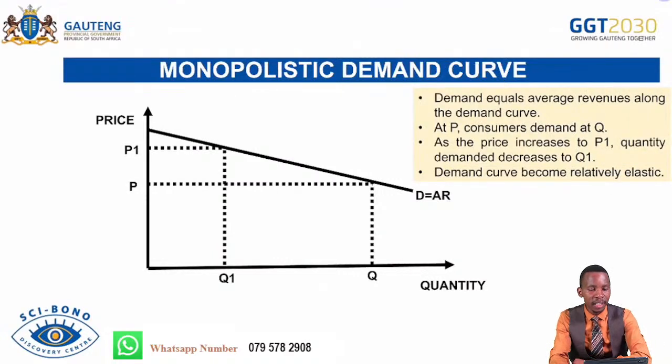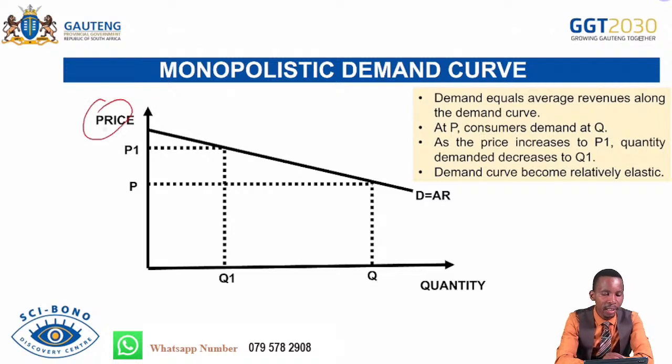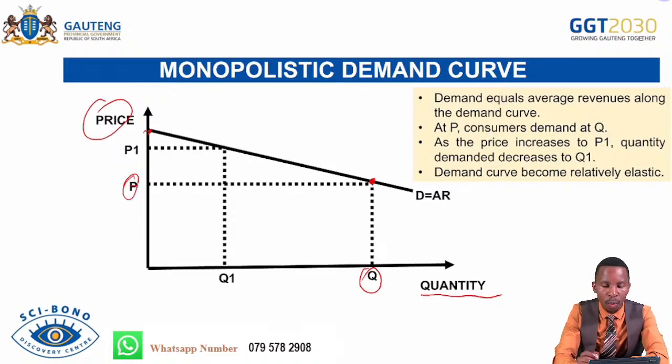So this is our demand curve. Our vertical axis indicates the price, our horizontal axis indicates the quantity. And here you see our demand curve sloping down from the top left to the bottom right. It is our demand curve, which equals average revenue. In this case, our original price is at this point, which goes with the equilibrium quantity, which is Q. At P, the firm can supply at Q, which is the quantity demanded.